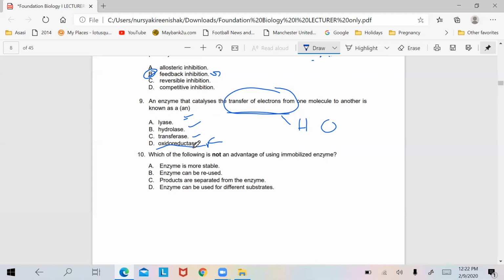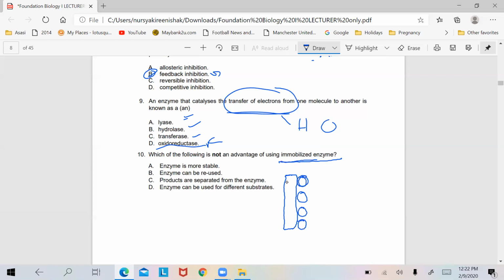For the last one, question 10: which of the following is not an advantage of using immobilized enzyme? So what is an immobilized enzyme? Immobilized enzymes are enzymes used in industry to produce the product in bulk quantity. Why do we call it an immobilized enzyme? Because the enzyme is attached to a support, so the enzyme cannot move. That's why we call it immobilized enzyme.